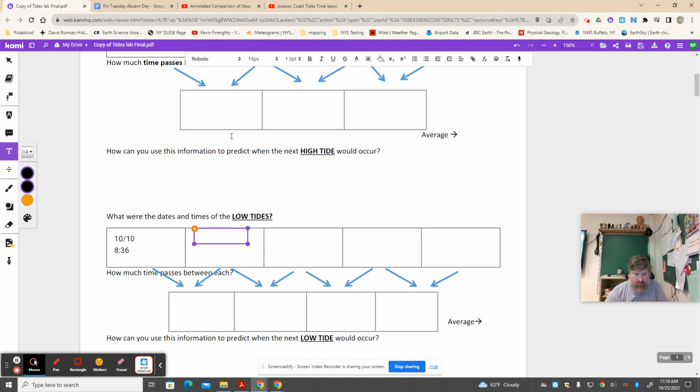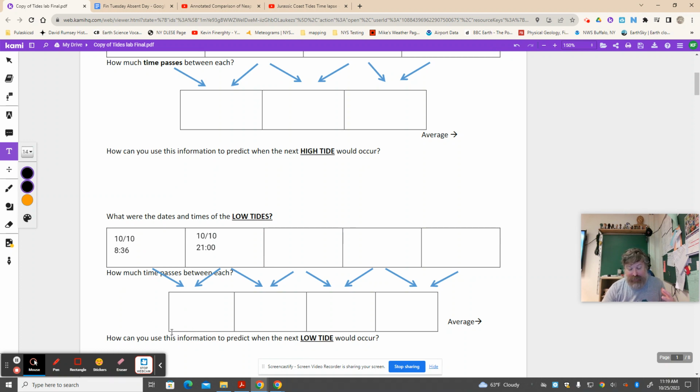We're going to do all the lows down here at the bottom and all the highs up there at the top. 10/10 at 21 o'clock. Right? Then do the next 3 lows you get down there. Now, the big question is, how much time passes in between those two?